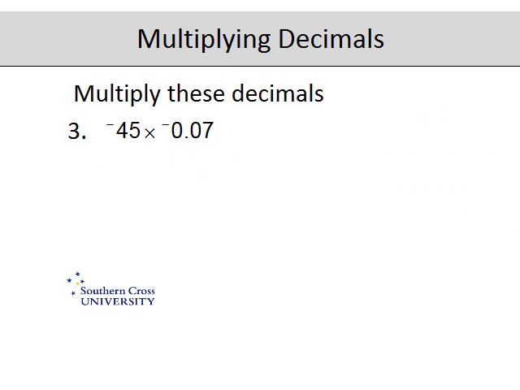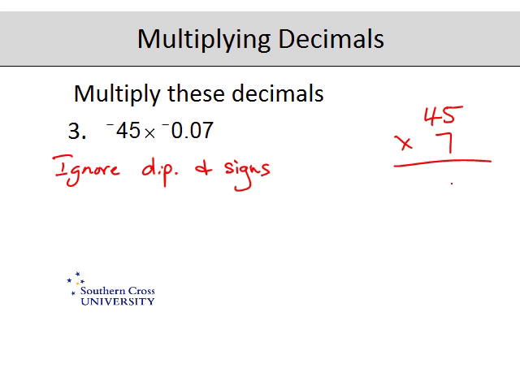Now this time we're multiplying 2 negatives together, so this time we're going to ignore decimal points and signs. And we're just going to do 45 times 7. 7 5s are 35. 7 4s are 28, that makes 31. So the sequence of digits here is 3, 1 and 5.